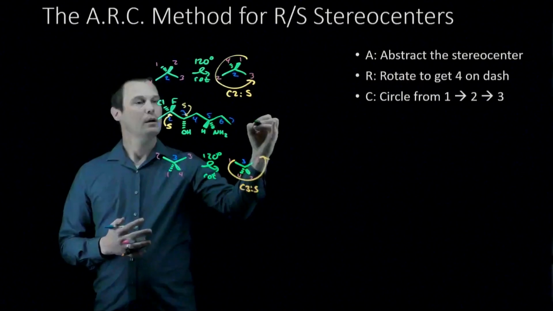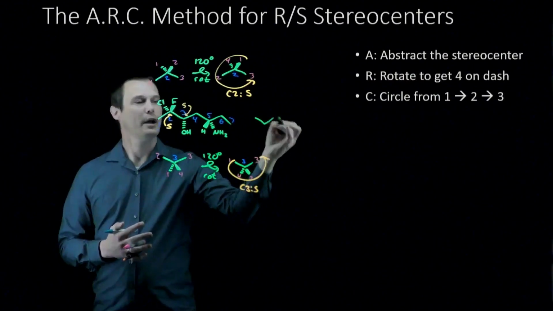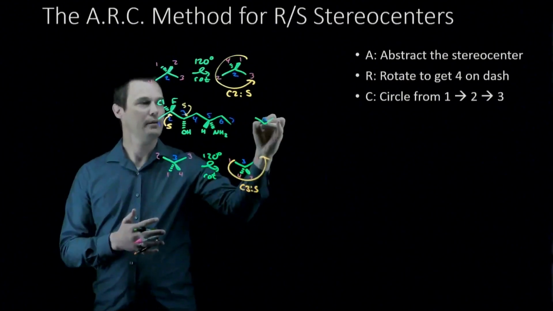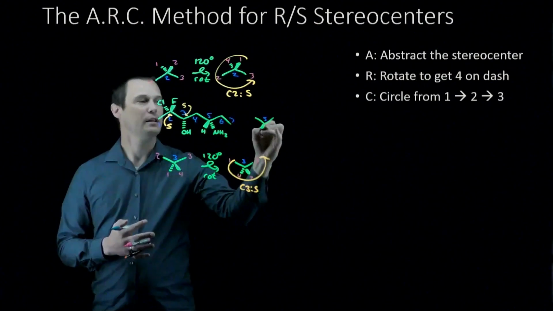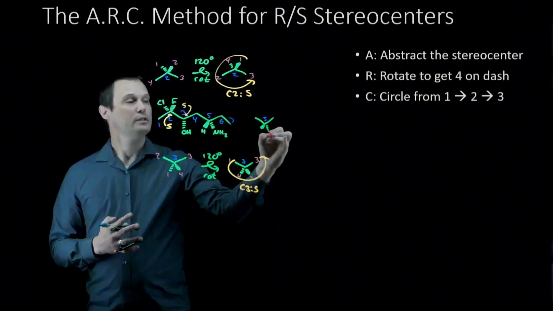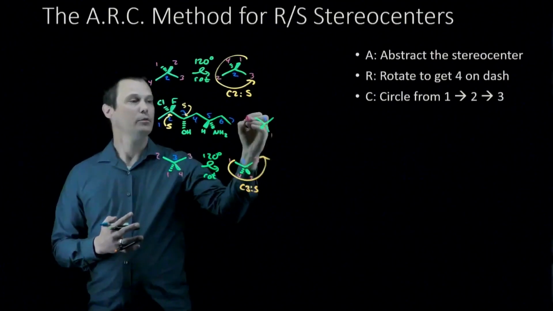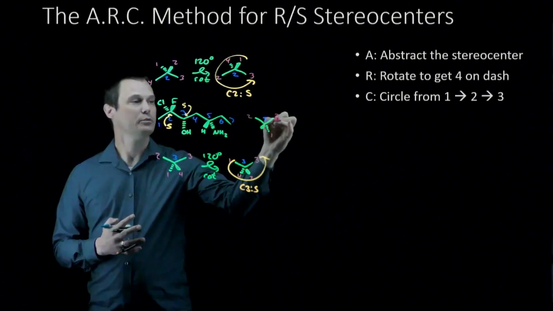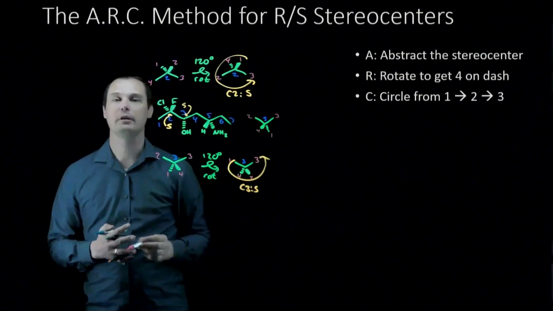Let's do our last one. Carbon number 5, we can abstract over here. This is carbon number 5, drawing all the sticks in exactly the same place. All we're doing is abstracting the hydrogen, or extracting the carbon. Priorities: the nitrogen group is priority number 1. Carbon number 4 group is priority number 2. Carbon number 6 group is priority number 3. And the hydrogen is priority number 4.